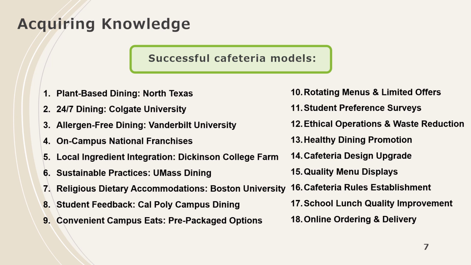local ingredient integration, sustainable practices, religious dietary accommodations, student feedback, convenient campus eats like prepackaged options, rotating menu and limited offers, student preference surveys, ethical operations and waste reduction, healthy dining promotion, cafeteria design upgrade, quality menu displays, cafeteria rules establishment, school lunch quality improvement, and the final one is online ordering and delivery.